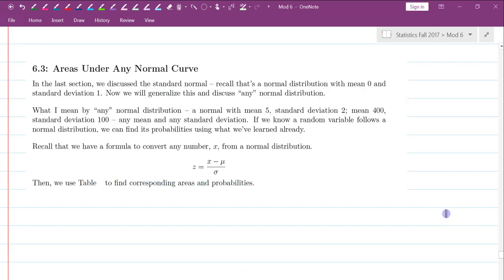Okay, we're starting another little section. We're just going to build on what we already know: areas under the normal curve. In the last section, we discussed the standard normal. Recall that it is the normal distribution with mean equal to 0 and standard deviation equal to 1. Now we're going to use this to discuss any other normal distribution. We are taking any normal distribution and standardizing it. The formula that we're going to use is z equals x minus mu divided by the standard deviation, to normalize the data that we've been given.